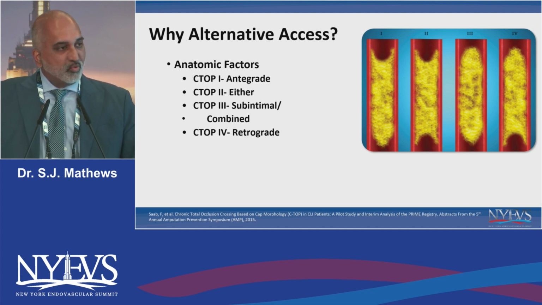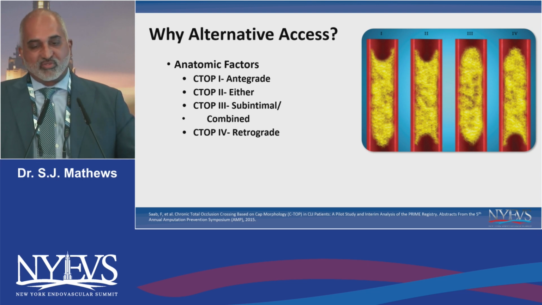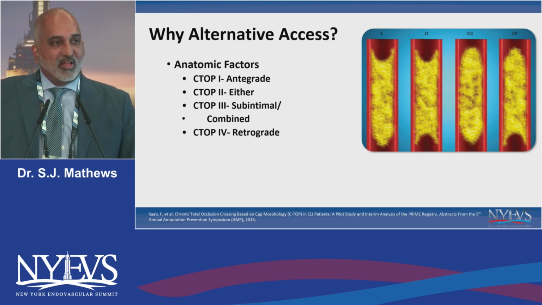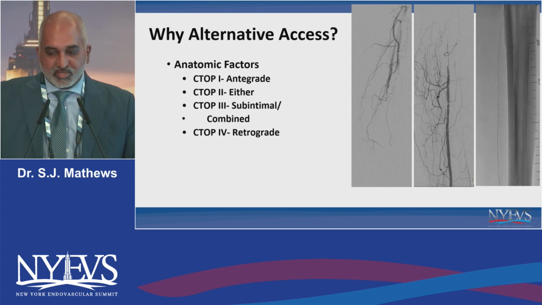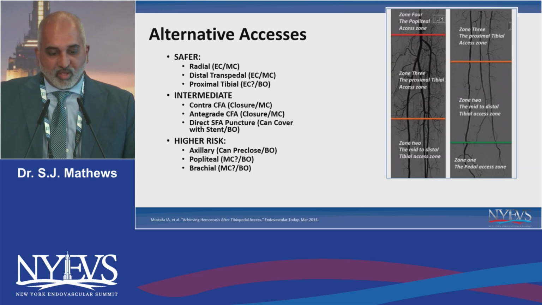And the anatomic factors can help you decide, what does the cap morphology look like? How are you going to predict which way you're going to go? In that iliac case that we saw earlier, the cap morphology was favorable for access from both directions, either from a radial approach and or from a transfemoral approach. So, you take a look at that, and that can help decide, in this particular case, you can see in both directions, you could potentially go either from the foot or from above.